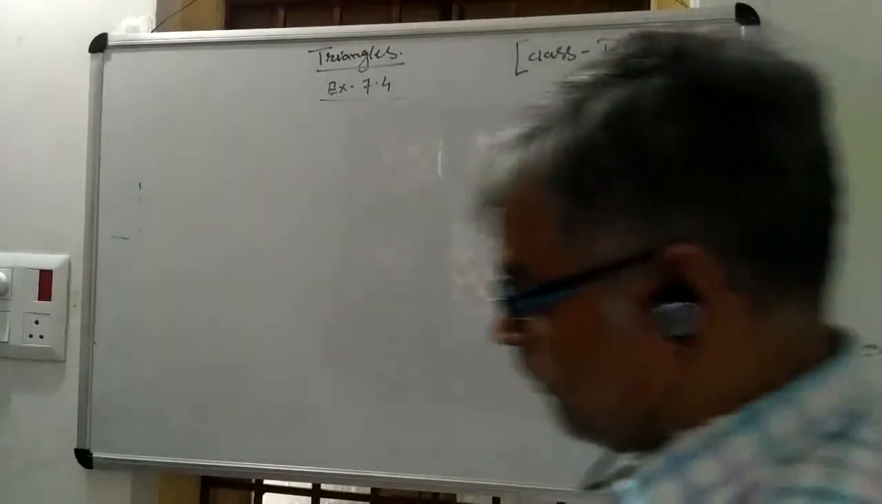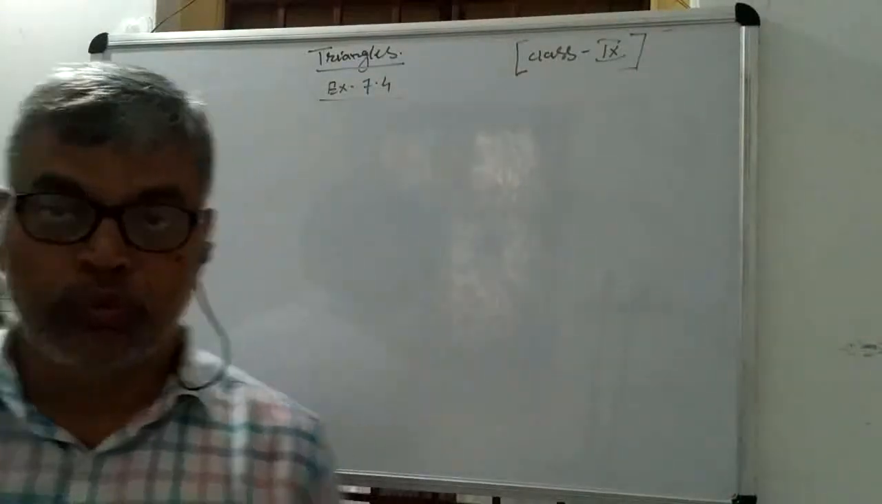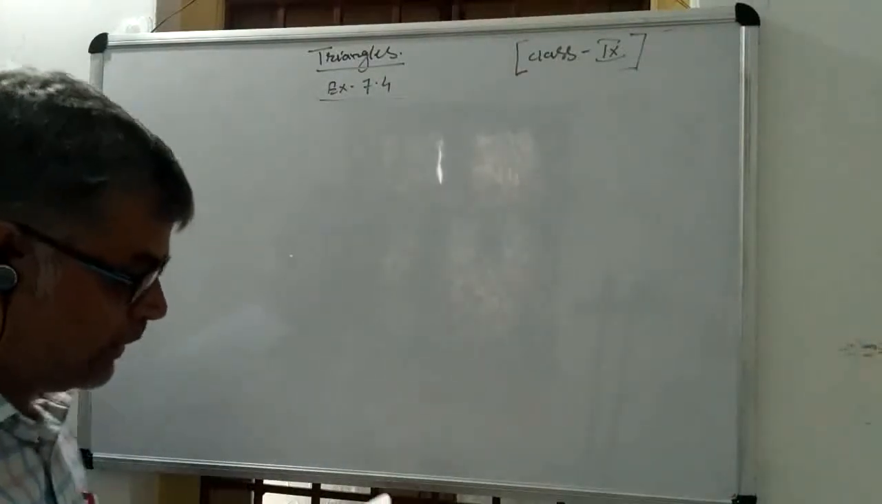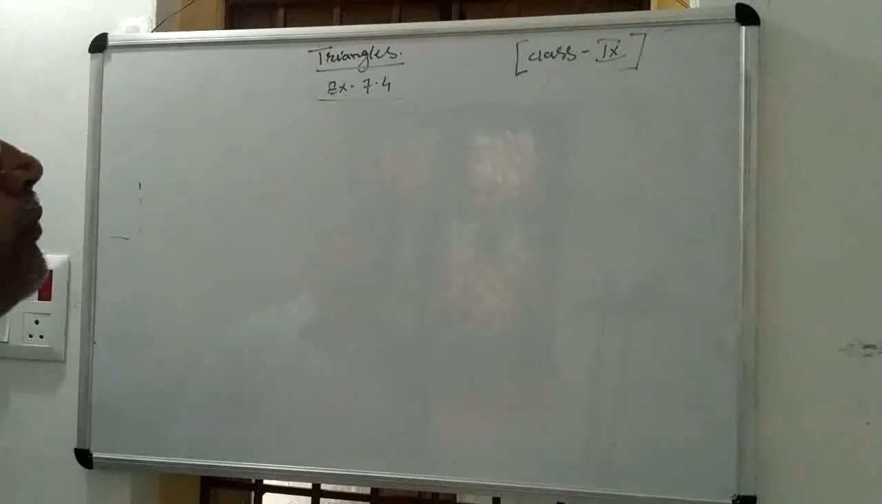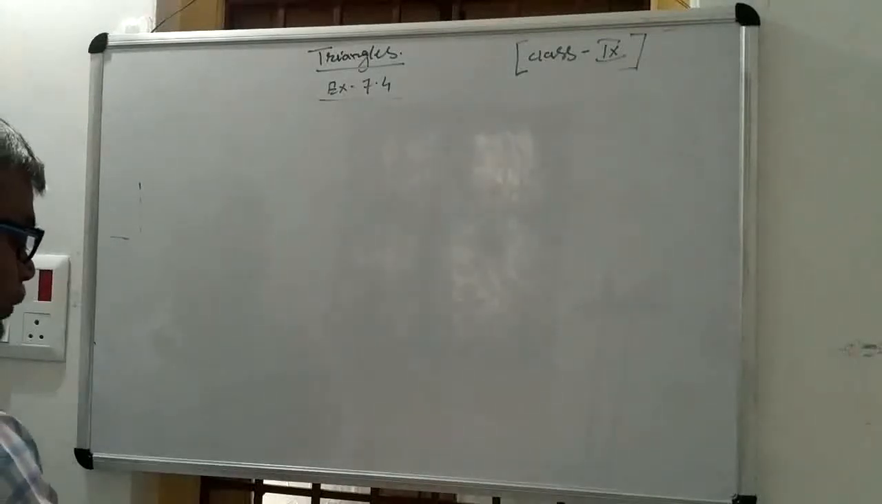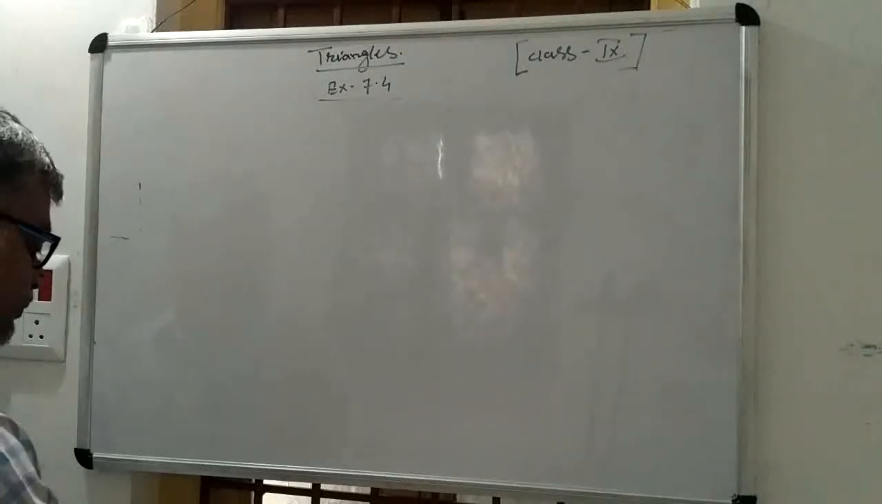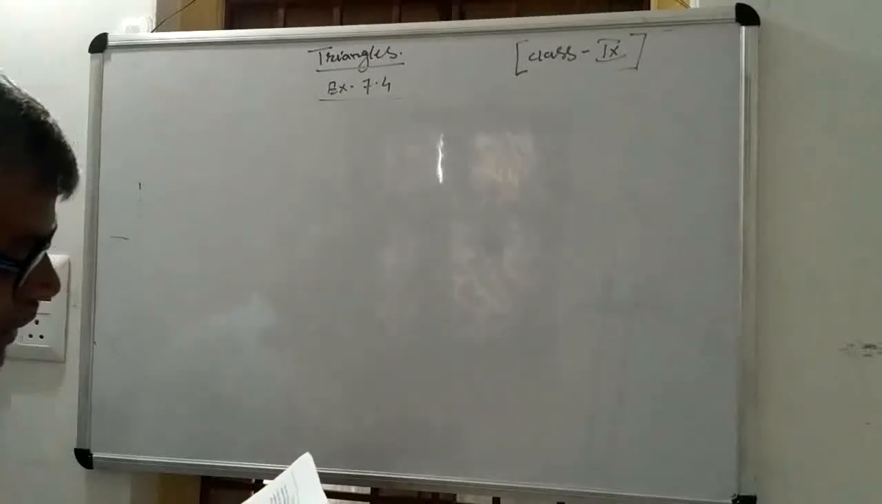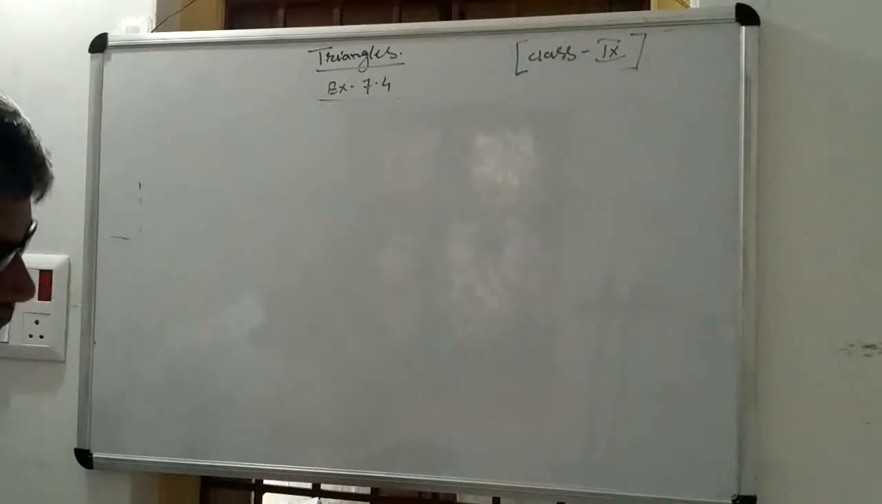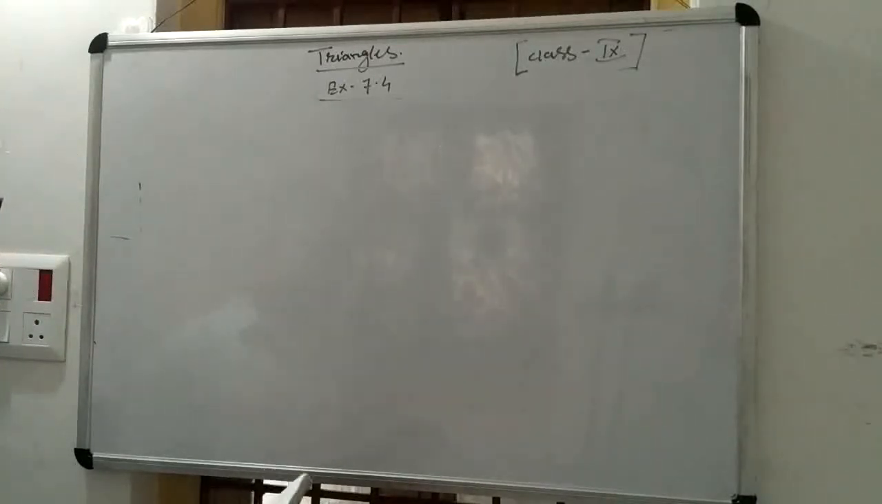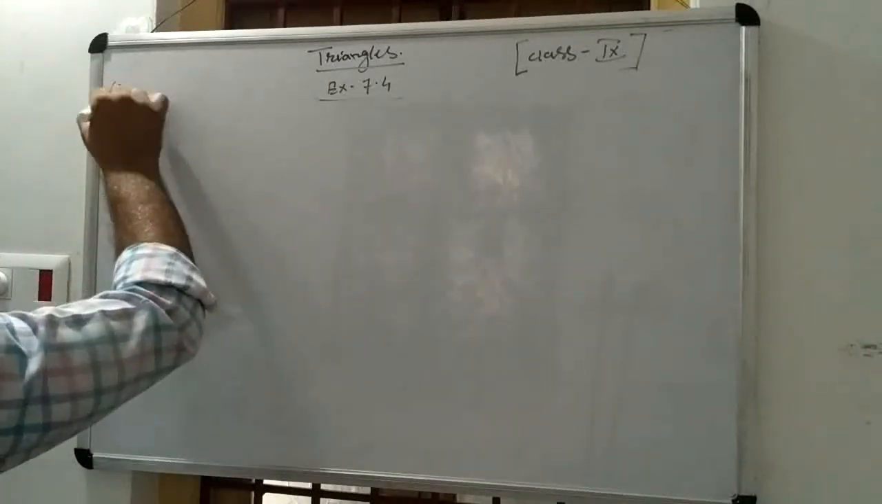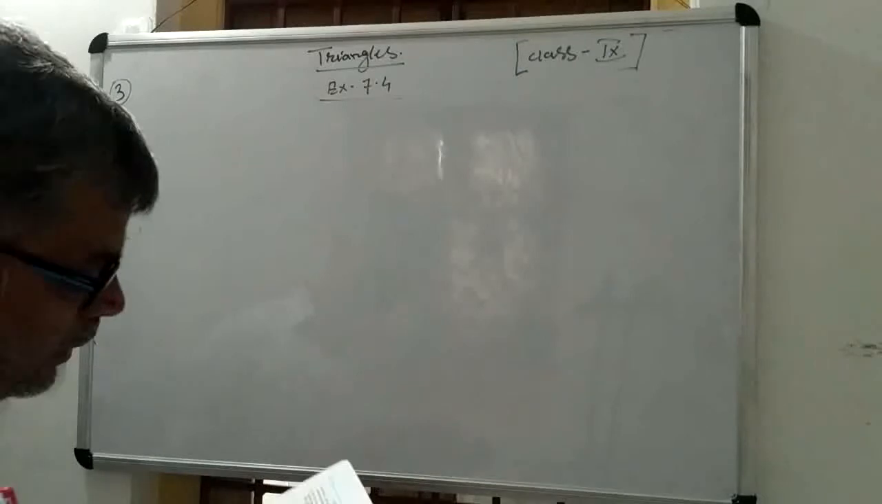Now after completing question number 2 of exercise 7.4, children, you see question number 3 of exercise 7.4. This is your question number 3, and first you draw the figure.